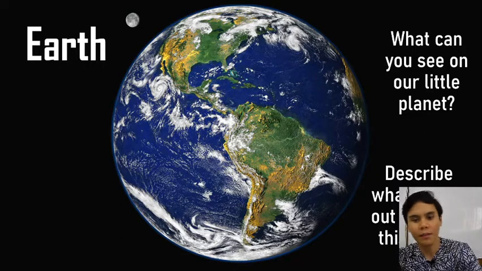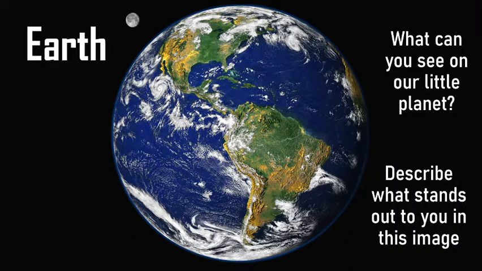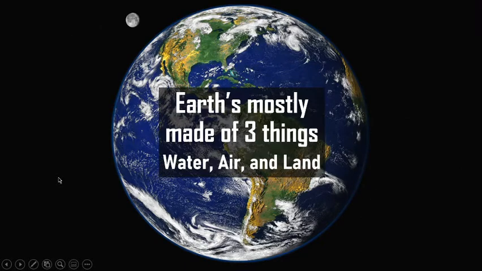Let's do it. So Earth is our little planet. What is here in this image? We can see the moon, of course. We see the Earth, which has the blue parts, the white parts, the green and the brown parts. And generally what we see in this image is water, air, and land.